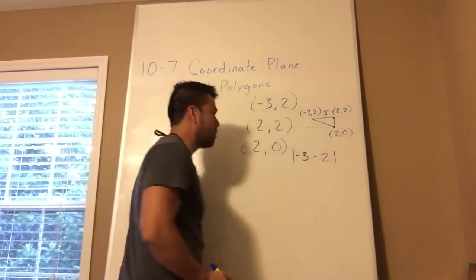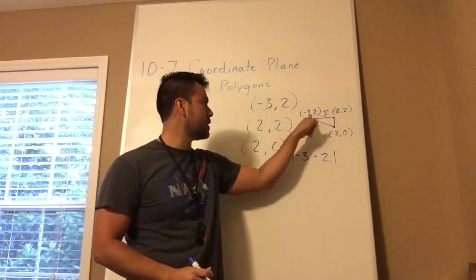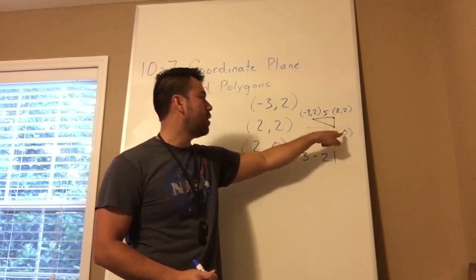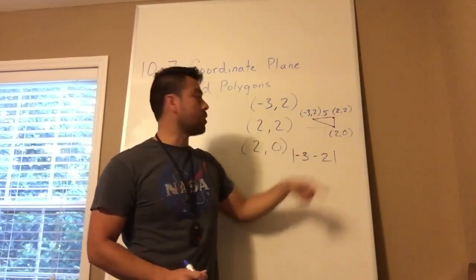So we got that number 5, the distance between these 2 points. What's the distance between these 2 points right here? Well, notice that their x-coordinates are exactly the same.